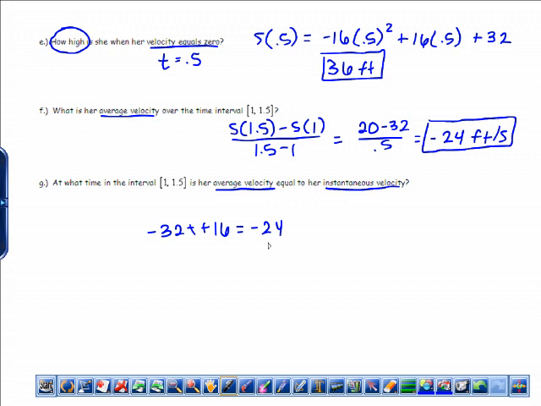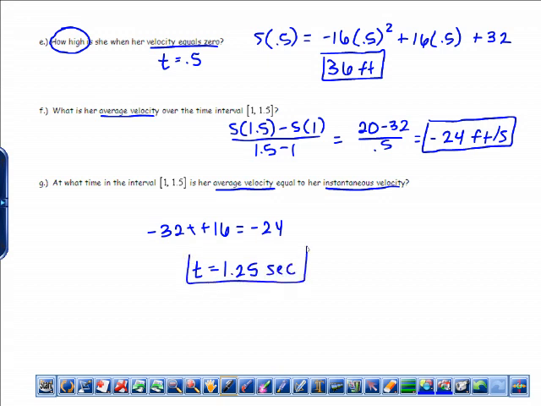This is not about memorizing what to do on each step. It's about just thinking logically about what you have and knowing what all the terms mean. All right? The word velocity is thrown around a lot in here. You have to understand the difference between average and instantaneous. Here, now we're just going to solve for t, and you are going to get t equals 1.25 seconds.